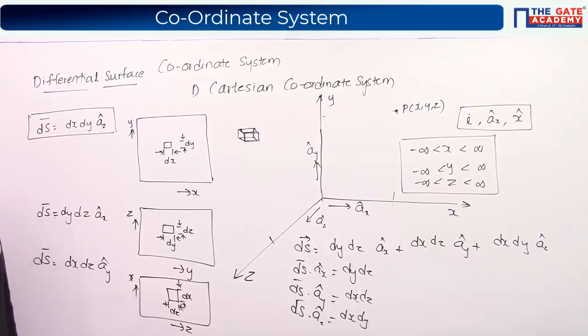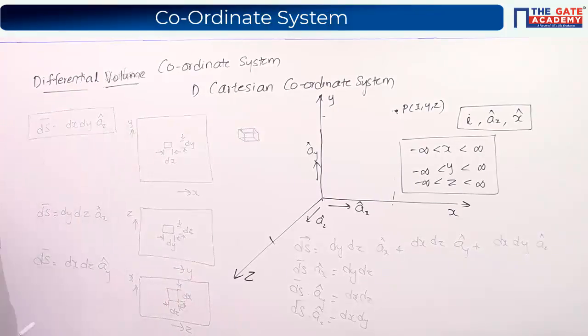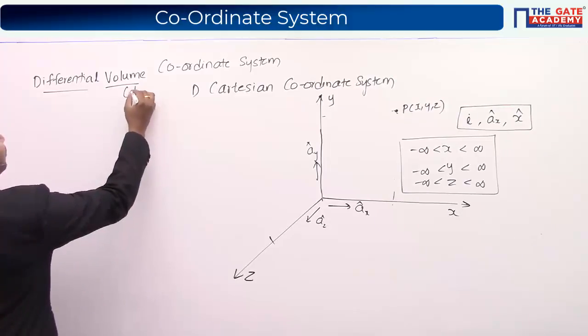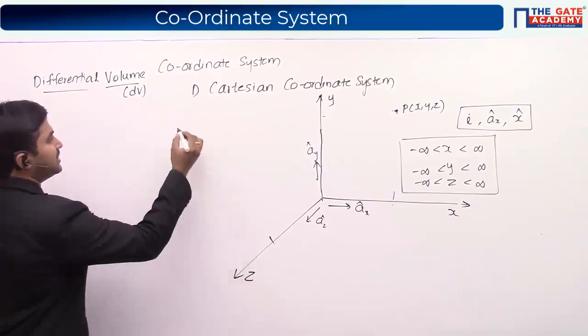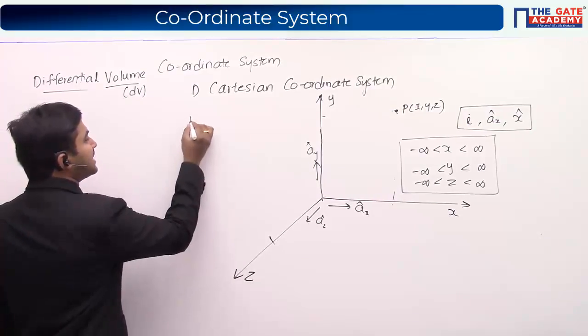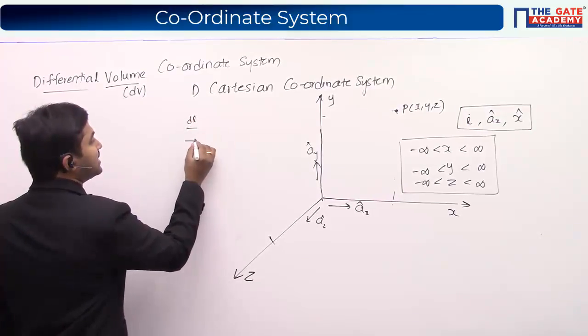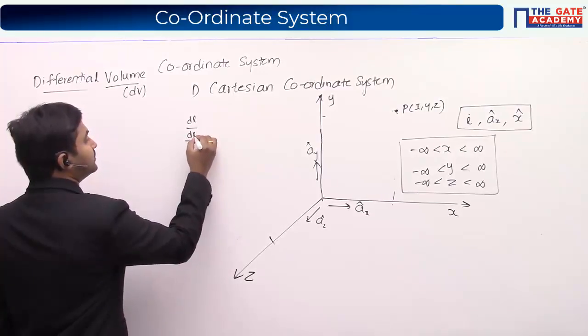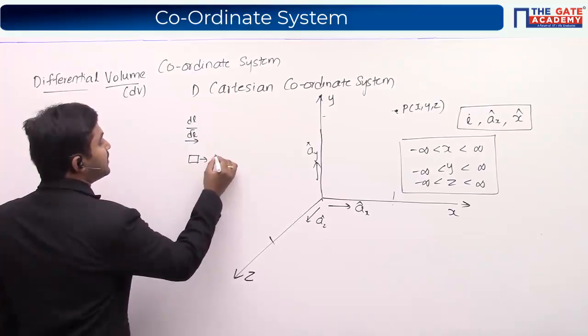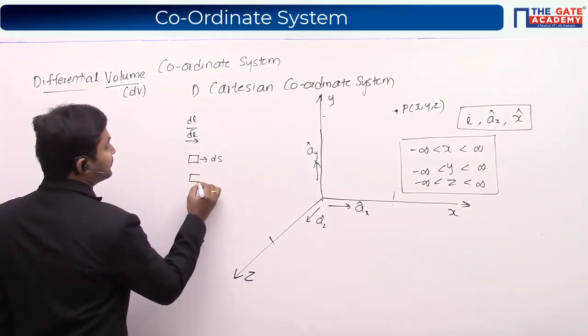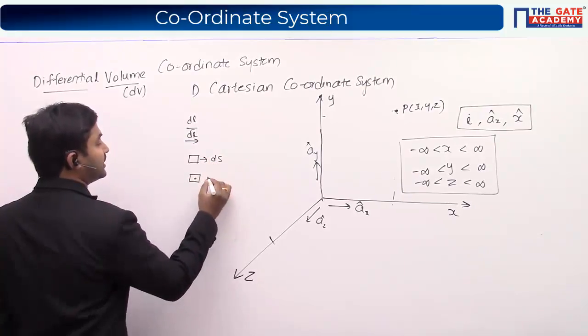Okay, so this is the differential surface. The third one is differential volume, dV. Now, unlike the differential length, which can be a scalar quantity and can also be a vector quantity, a differential surface can be a scalar quantity, and it can also be a vector quantity.